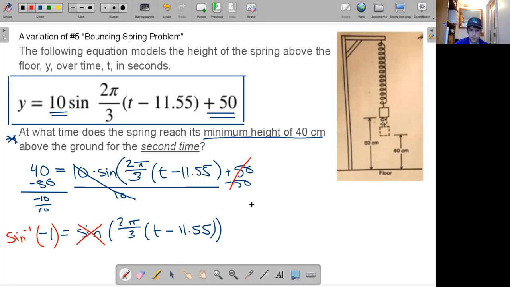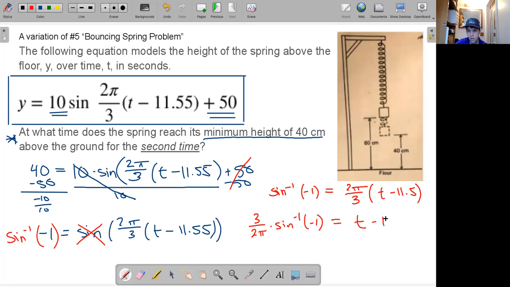Let's keep this exact for a while. So let's leave that there. We got sine inverse -1 equals 2 pi over 3 times t minus 11.5. Okay, to get t all by itself, we got to multiply by the reciprocal here. So that's 3 over 2 pi times sine inverse -1. And then I'm going to add 11.5. Get rid of that. So plus 11.5.